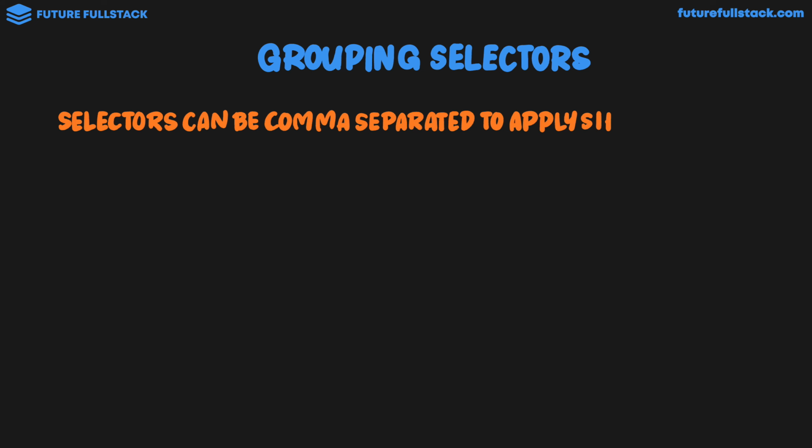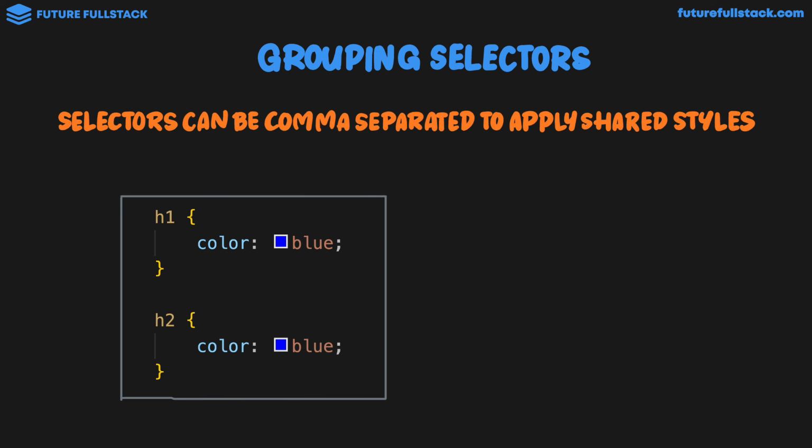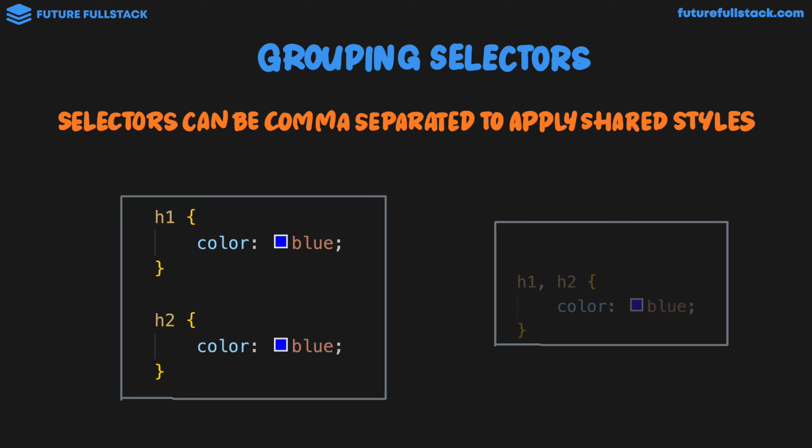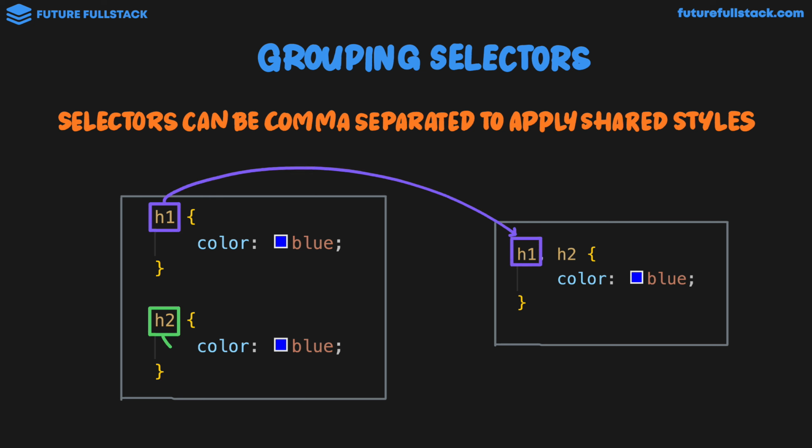So what is grouping selectors about? Selectors can be comma separated to apply shared styles. For example, let's say we had an H1 with the color blue and an H2 with the color blue. We can rewrite this CSS more efficiently like this. We grab the H1 selector and the H2 selector, and we comma separate them. And then we just define our rule once. This method avoids us repeating shared styles and makes our CSS code more concise.